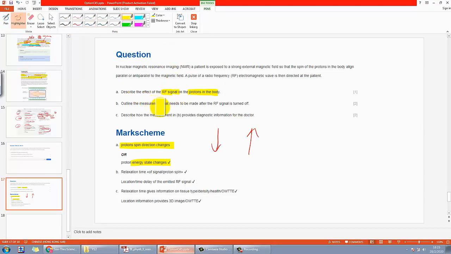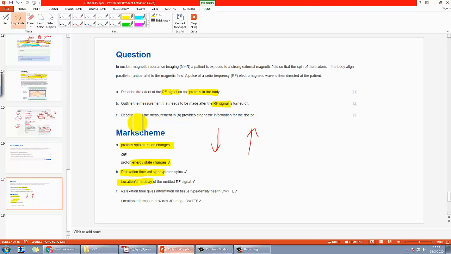Part B is to outline the measurement that needs to be made after the radio frequency signal is turned off. As you know, it will go back to the original state, in which it would emit a radio wave, and that is called the relaxation time, and you want to measure that. In that case, it will help you to locate, to find where it is, and also find the time delay, which is the relaxation time. And in that case, you can try to find out what is the corresponding density or organ it is.